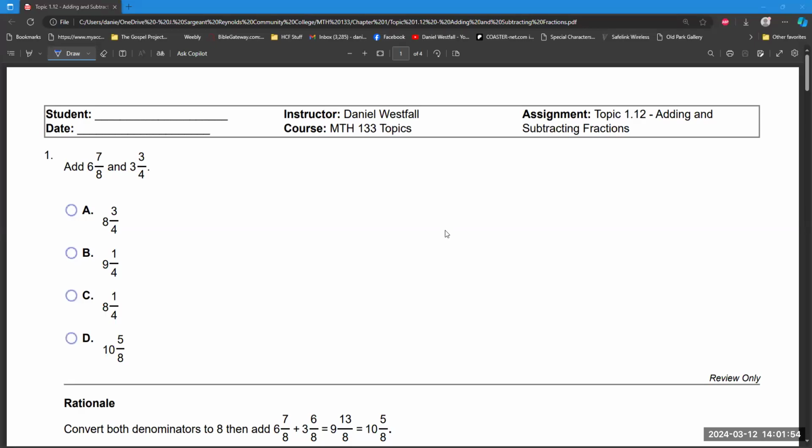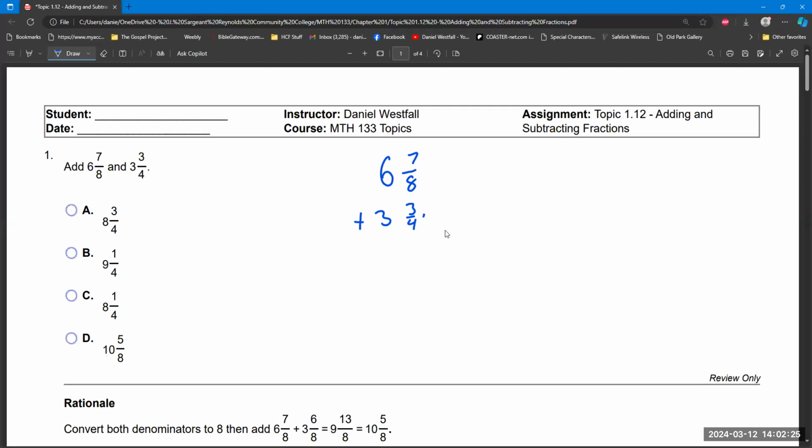In this video, we're going to talk about topic 1.12, adding and subtracting fractions. All the examples in this are actually mixed numbers, which have a whole part and a fractional part. We're going to want to stack those vertically when we add them or subtract them. Then we're going to want to make common denominators, multiplying by a unit fraction, to make an equivalent fraction for the fractional part.